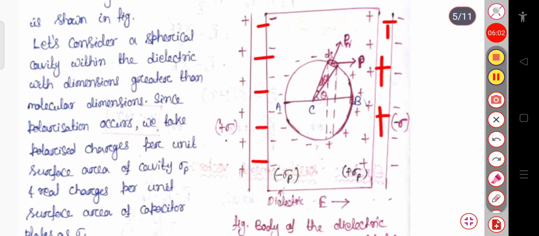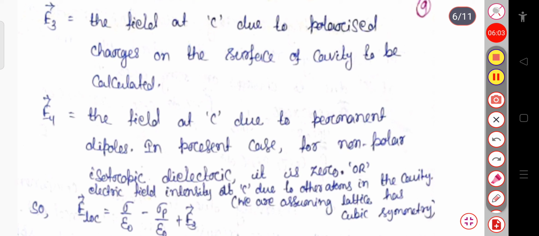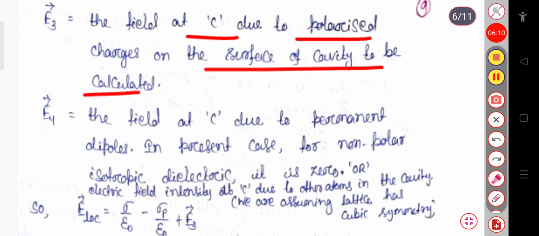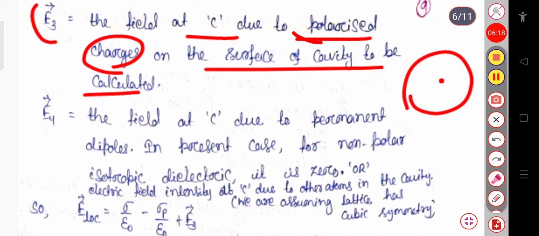And E3 is the field at C due to the polarized charges on the surface of the cavity, to be calculated. We will calculate this E3, the electric field at the point C, the center of the sphere, due to the polarized charges.